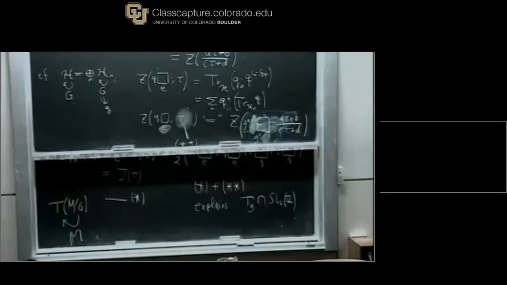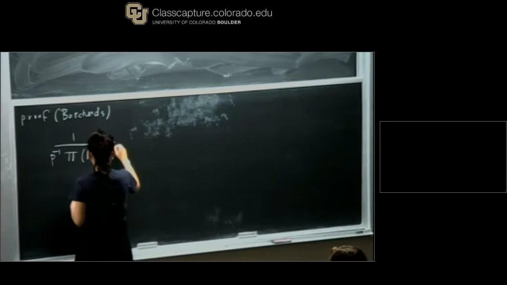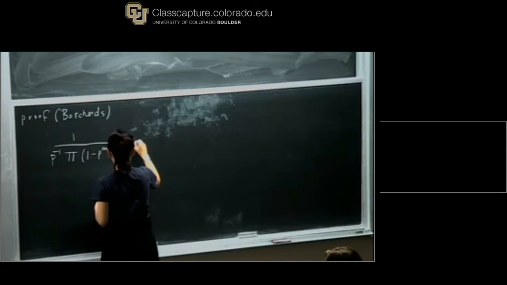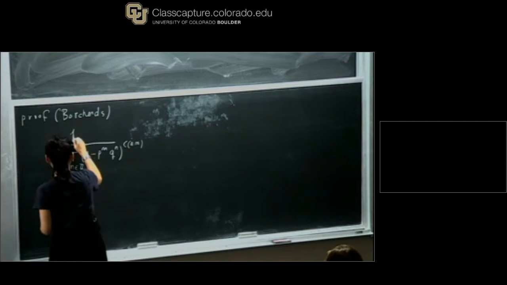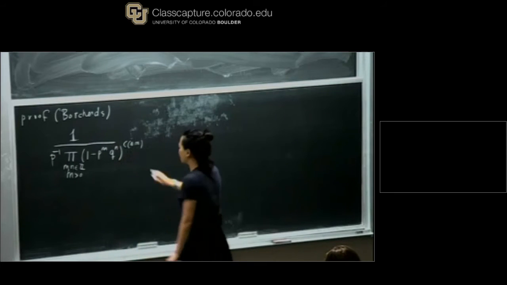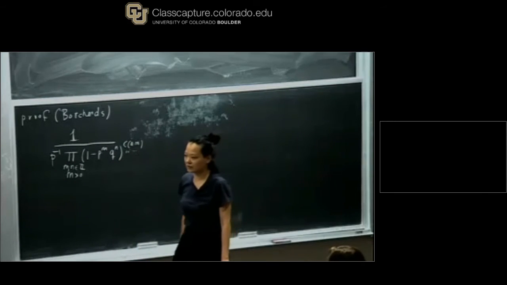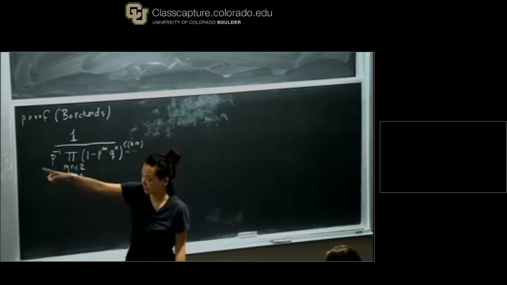So Borcherds' proof basically involves the basic idea of using this identity plus other identities plus other similar ones. So it's an infinite product on the left hand side, and the exponent is given by the Fourier coefficients of the J function that's defined up there.